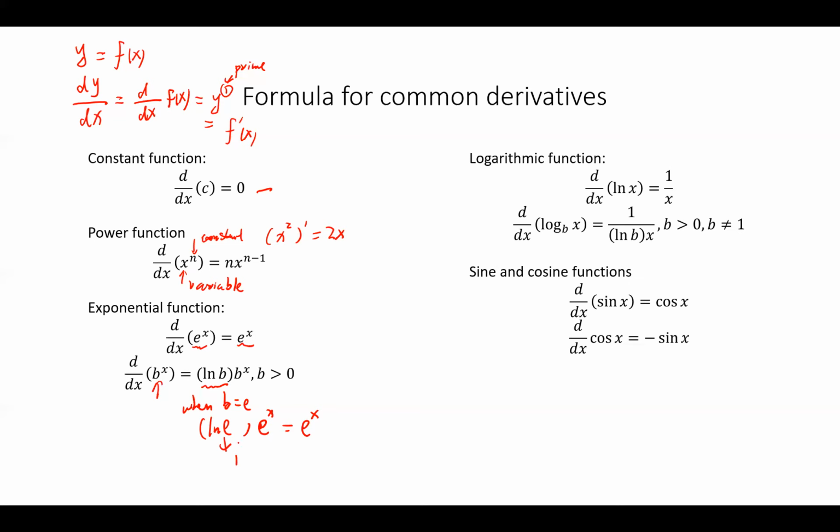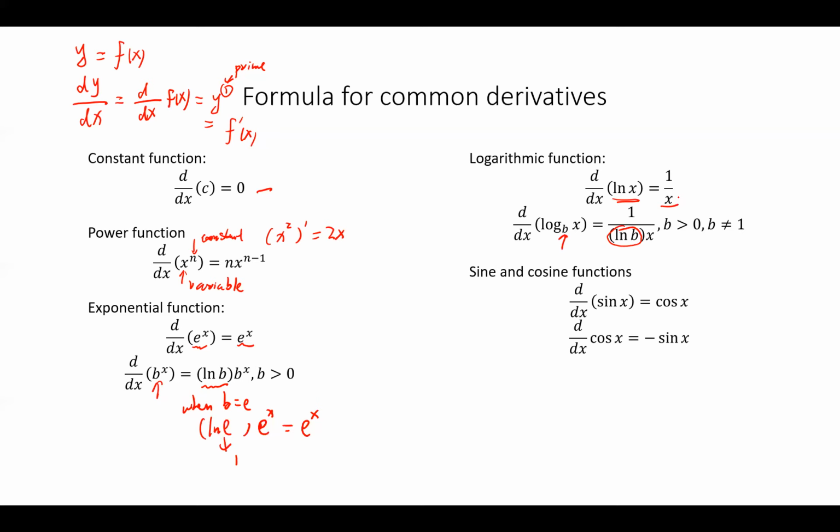Similarly, the derivative of ln x is going to be the inverse of x. The more general form is this one, and we just need to multiply this additional term in the denominator. Again, when b equals e, we recover the special case. All right, so that's about it.